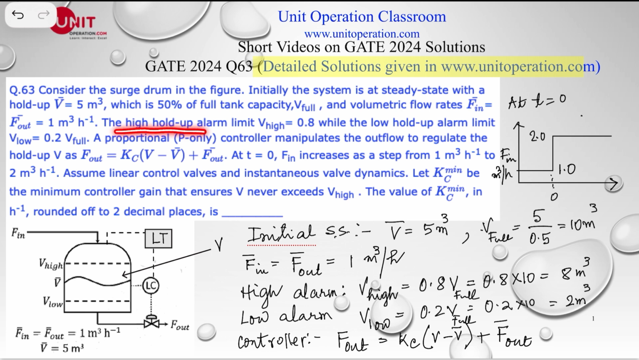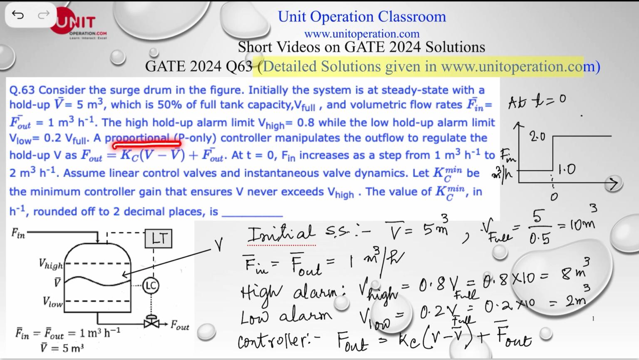The high hold-up alarm is, of course, if it goes to 0.8 times the full capacity, which is going to be 8 meter cube, and the low alarm is given at 20% of the full capacity, which is 2 meter cube. So this is my 2 meter cube, and that will give a low alarm, and this is at 8 meter cube, a high alarm. When the level reaches these two alarm positions, the necessary actions will be taken for the proper control of the liquid level.